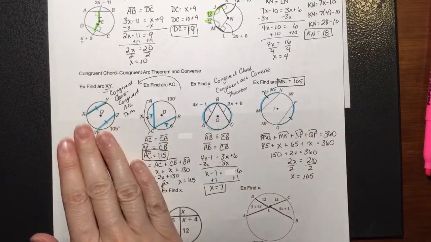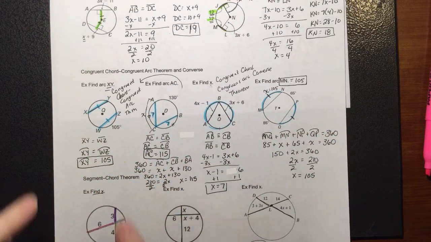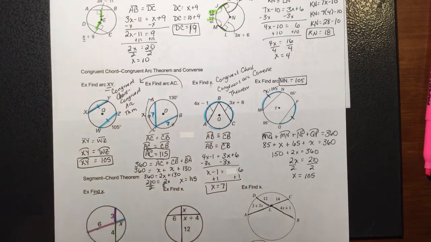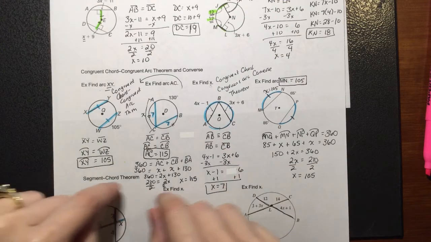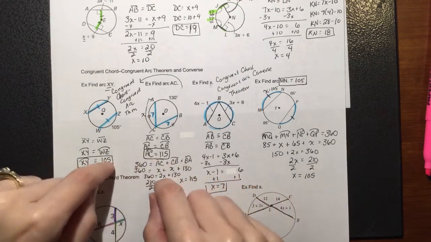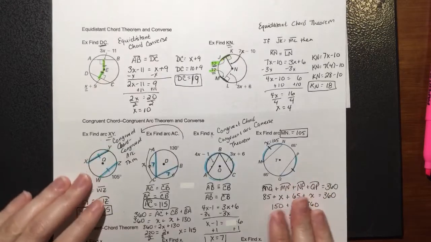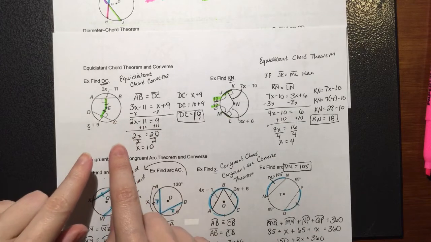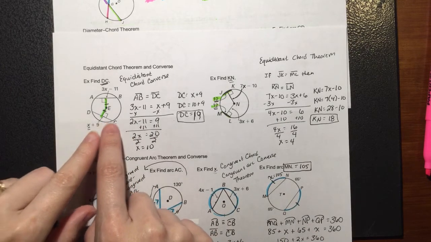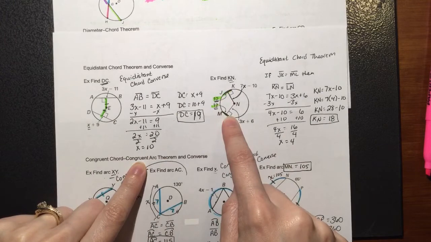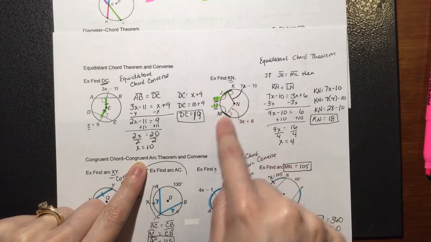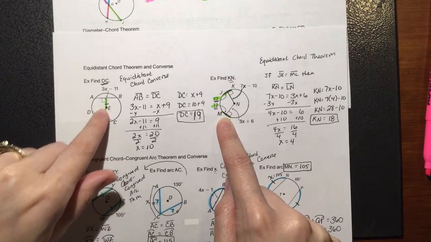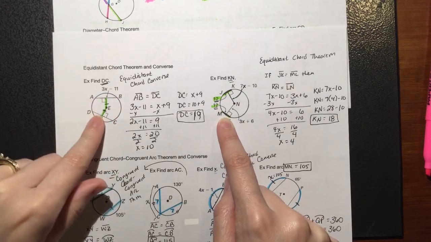And then looking at the congruent arcs, congruent chord theorem, if you've got two congruent chords or two congruent arcs, then the opposite is congruent to each other. So if you've got chords, the arcs are going to be congruent, and if you've got arcs, the chords are going to be congruent. And then looking at the equidistant chord theorem and its converse, if you've got two chords that are equal to each other, then they're going to be the same distance away from the center, and then vice versa. If you've got two chords that are equidistant from the center, then the chords are going to be equal to each other.